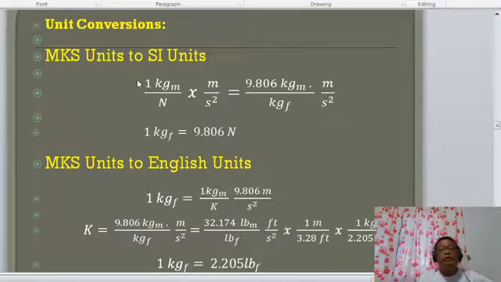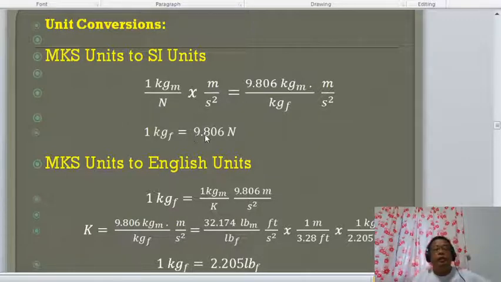In MKS, take note that the value is 9.806 gram mass meter per kilogram force second square. So in this equation, we develop a conversion wherein 1 kilogram force is equivalent to 9.806 Newton.